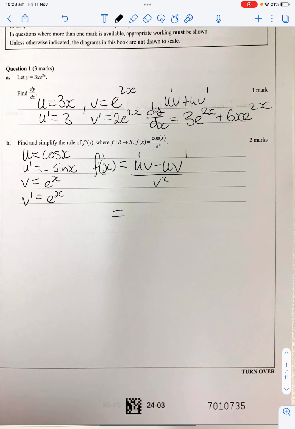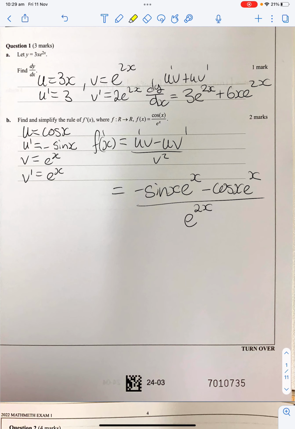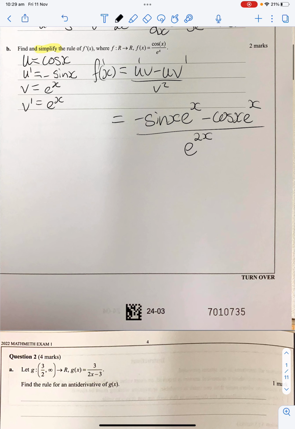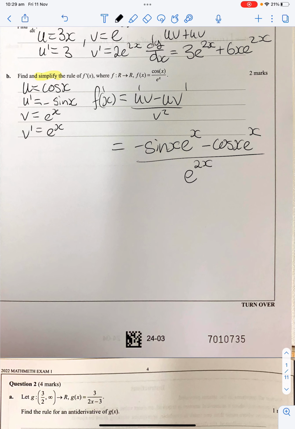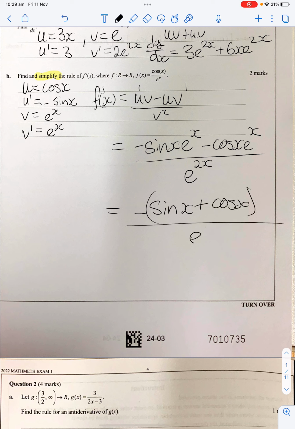So that will equal negative sine x e to the x minus cos x e to the x, and all of that is over e to the x squared, which is e to the 2x. And we're asked to simplify. So I will factor out e to the x and then use index laws to cancel one of them out. So you end up with negative sine x plus cos x all over e to the x. There's question 1 done.